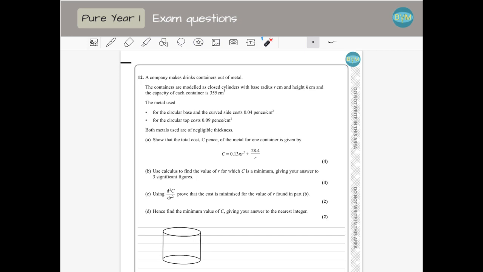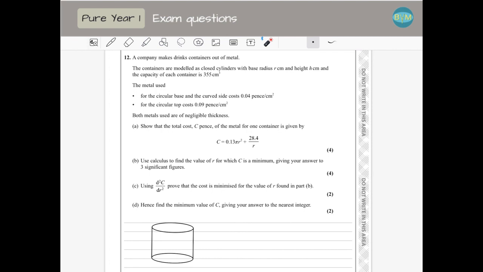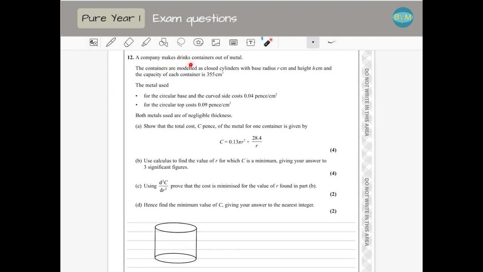Hello, this is question 12 on your AS level June 2022 paper from Edexcel. You have one of those modeling questions with differentiation that are quite similar to each other. So you have a company that makes drinks containers out of metal. The containers are modeled as closed cylinders with base radius r.